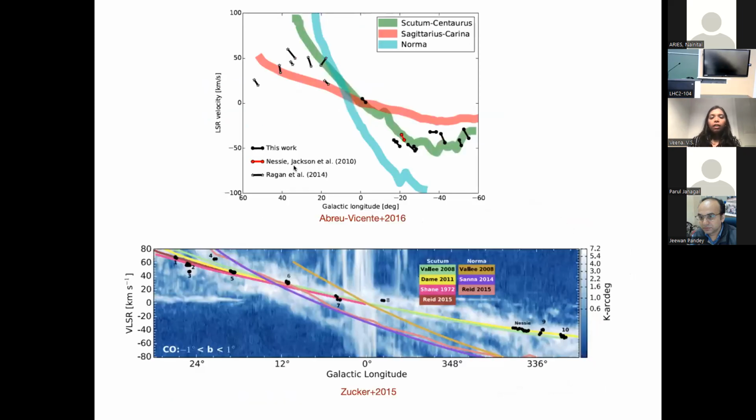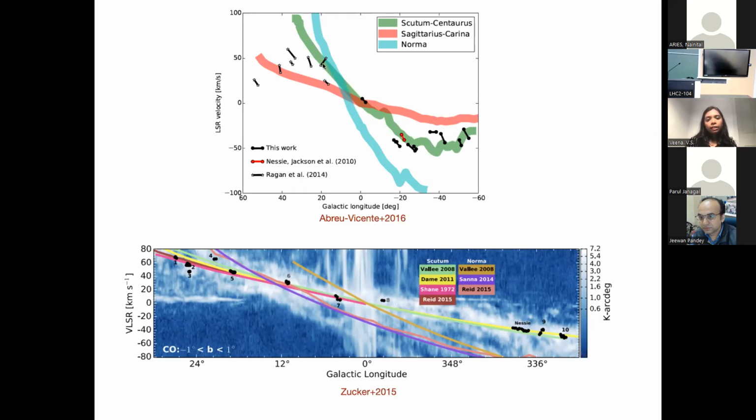And then studies tried to look at all the already identified giant molecular filaments, either from the infrared or from the spectral line molecular data in the millimeter. And they tried to overplot their velocity and position information with that of the spiral arm models. So these are two such studies showing the distribution of all the identified giant molecular filaments with respect to the models of our spiral arms.